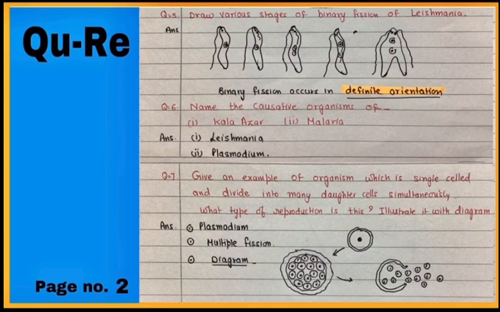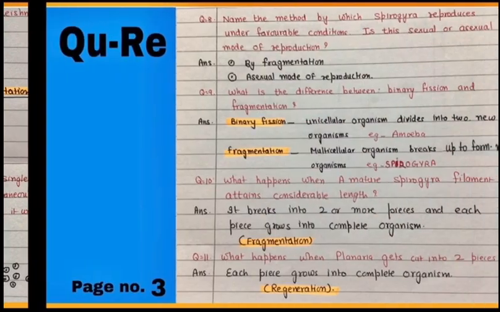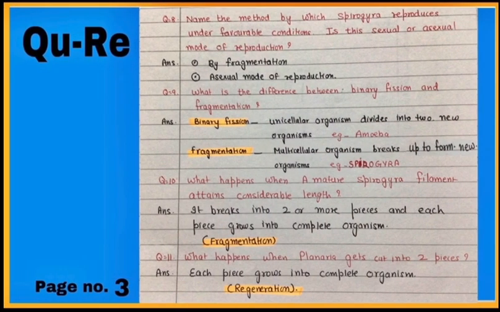In Plasmodium, it is caused by multiple fission. Leishmania causes Kala Azar, while Plasmodium causes malaria. In multicellular organisms with simple organization like Spirogyra, the reproduction is by fragmentation method.